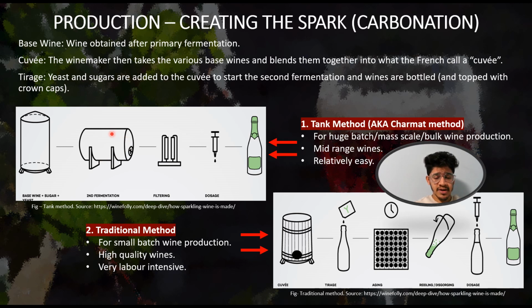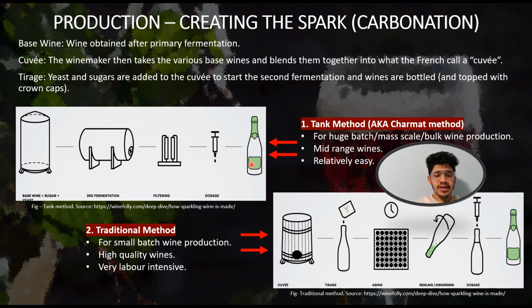So after the secondary fermentation inside the tank is completed, the wine is sent for filtering. Once the filtering is done, it is filled into the bottles, and after filling into the bottle, some additional dosage of sugar is added. This sugar will further help the yeast to undergo fermentation, and the carbon dioxide which is formed will be trapped inside the bottle. That is why it will produce the sparkling effect.